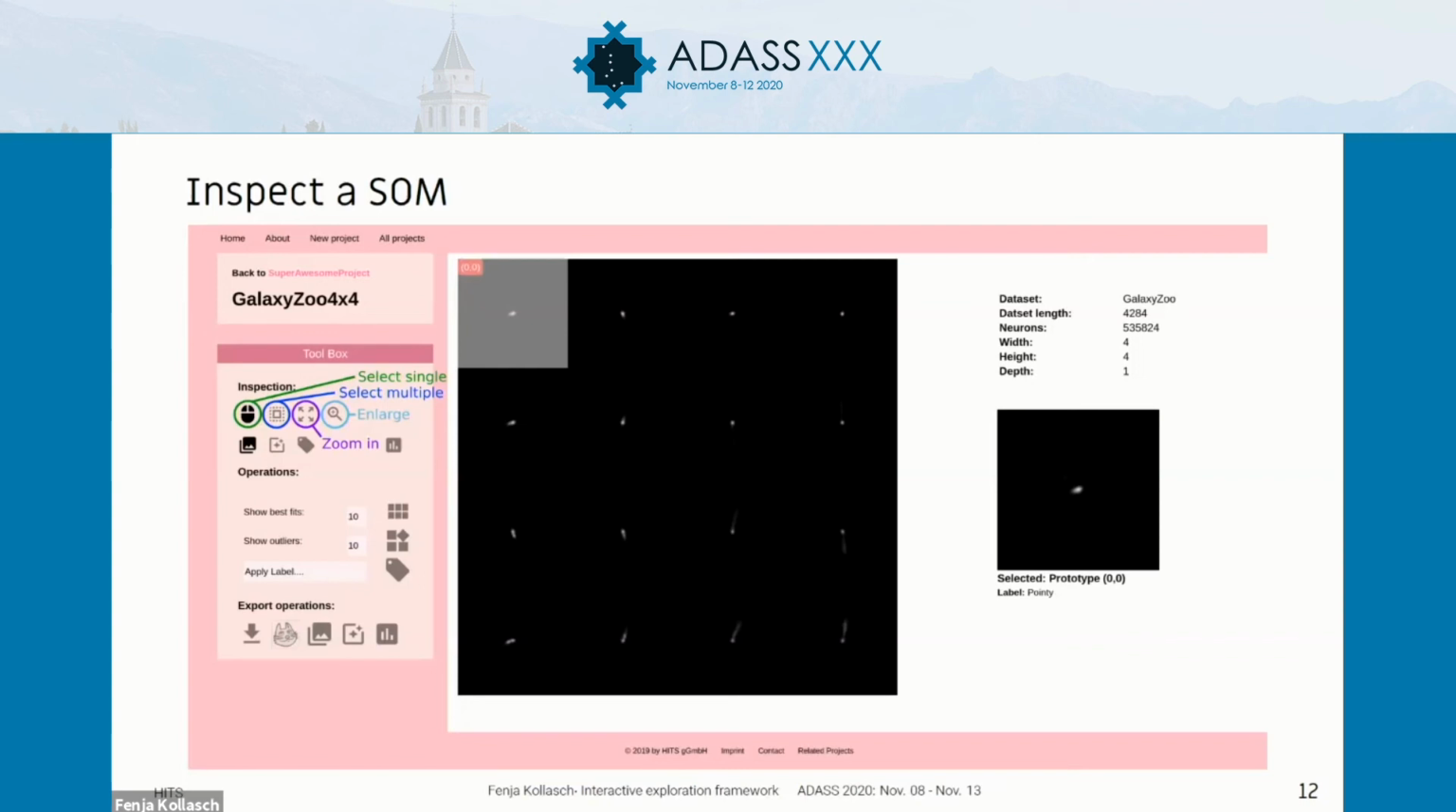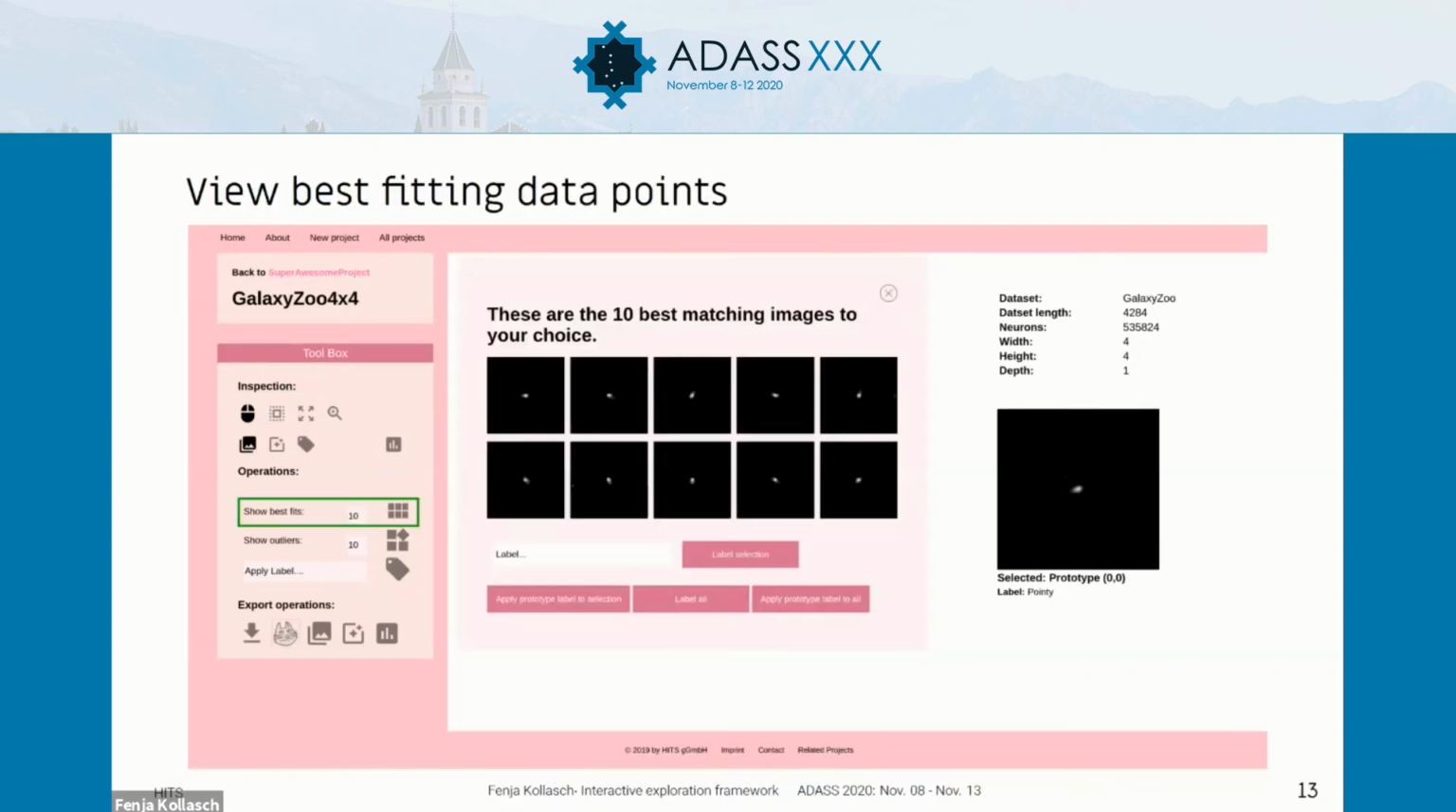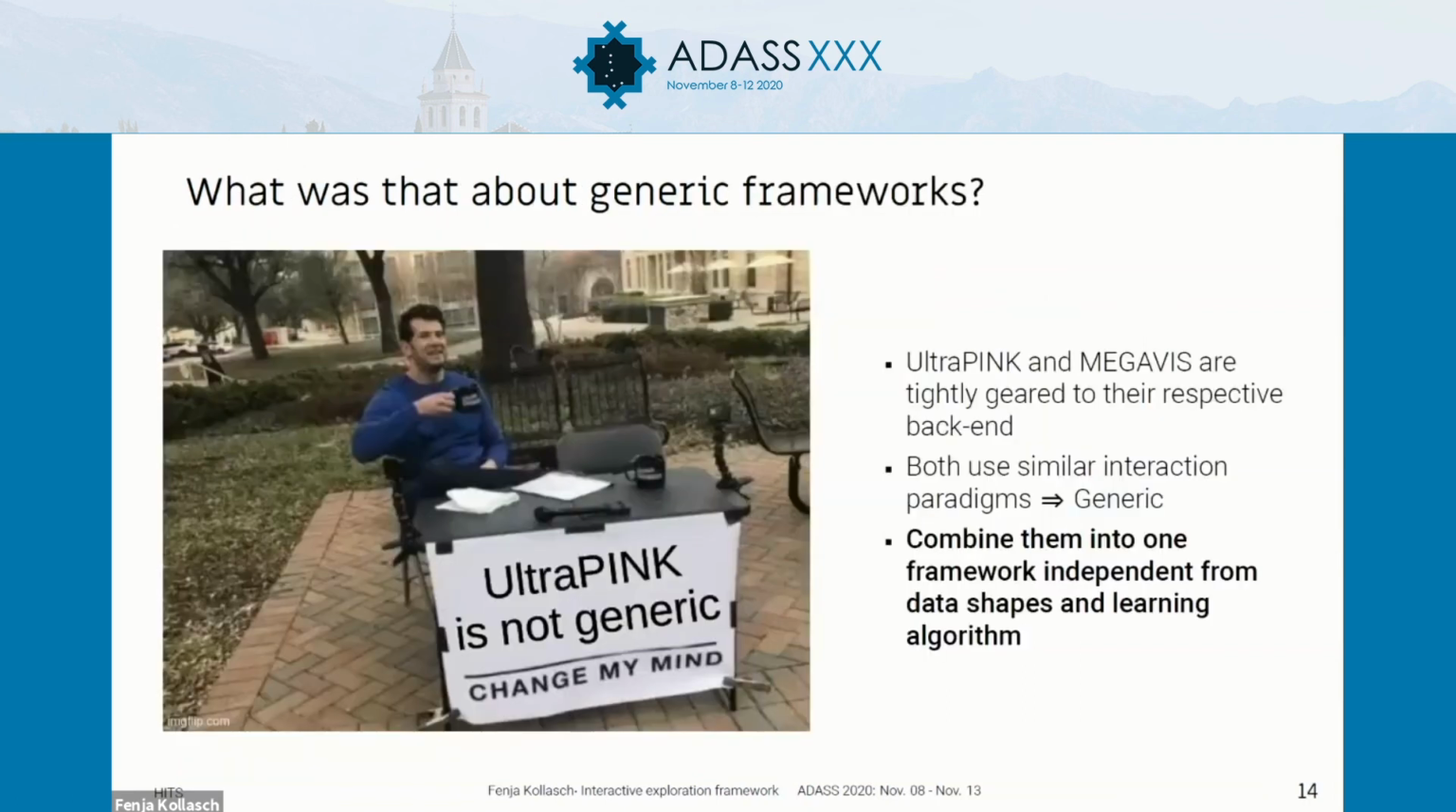Now you have the possibility to explore these prototypes, these representations of the common shapes in the dataset: click on them, zoom on them, select them, label them, even export them. You can have a view on the 10 best matching fits, so the best 10 real data points that fit a certain prototype, for example, and many, many more things.